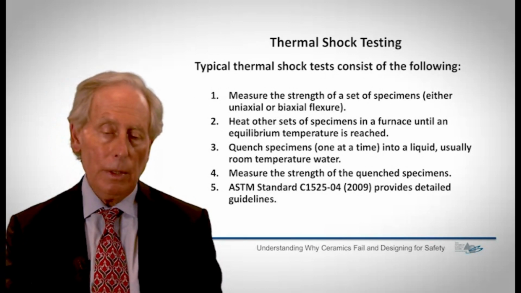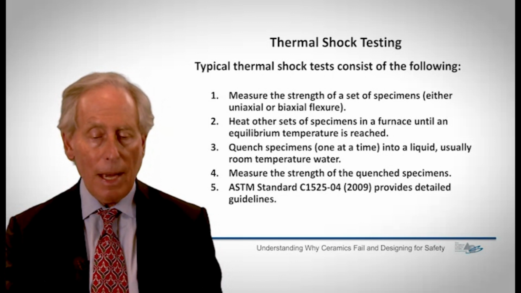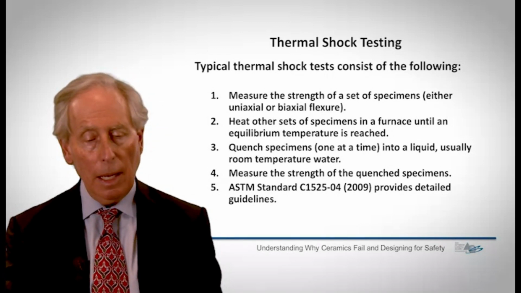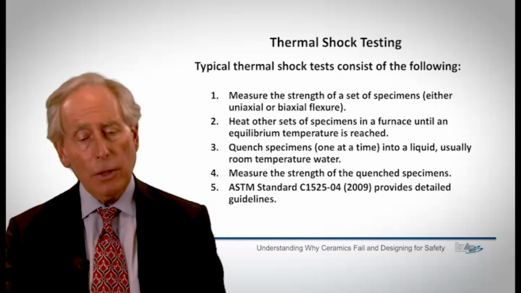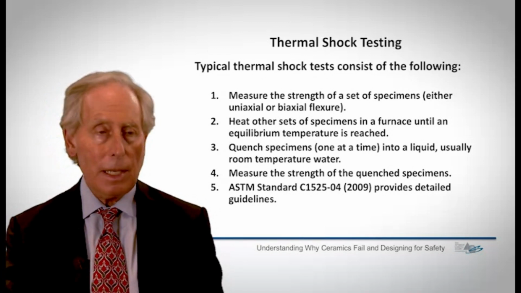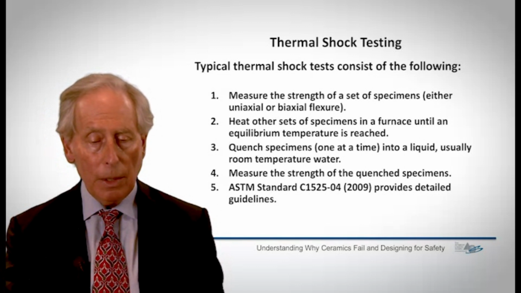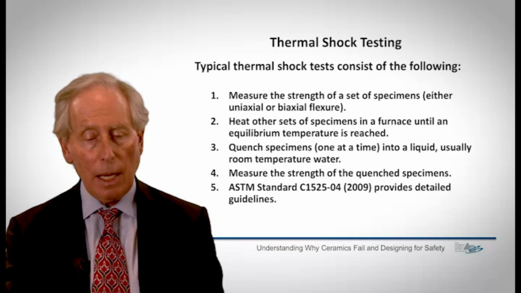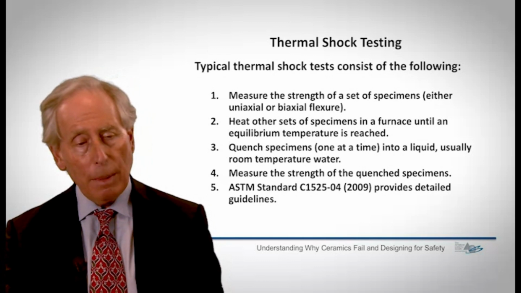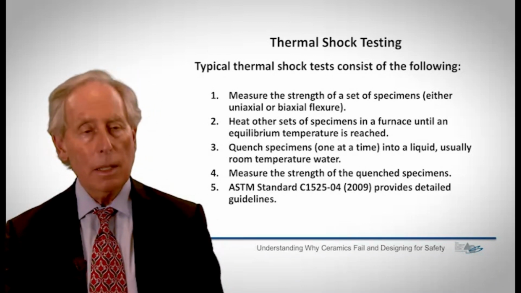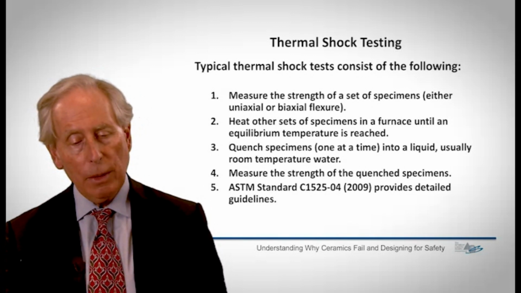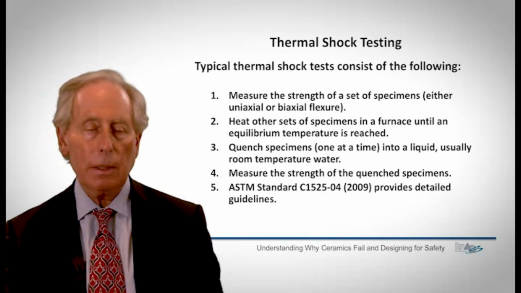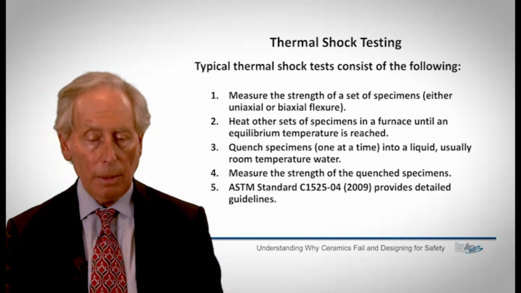Well, first of all, you need the strength of the material. So you measure the strength of a set of specimens, and you could do it uniaxial or biaxial flexure. Then you take another set of specimens, you heat them in a furnace at some temperature until you get to equilibrium. You quench the specimens one at a time into a liquid, usually room temperature water. There's recommendations that slightly heated water works better, but the heat transfer between the water and the specimen makes a big difference in the thermal shock resistance of the material. And then you measure the strength of the quenched specimens.